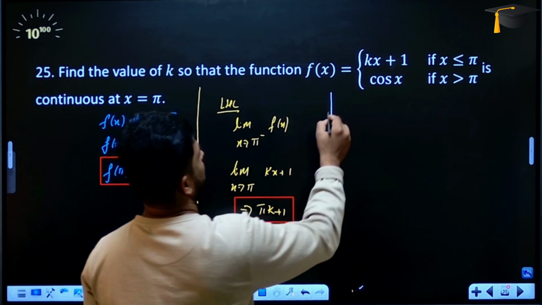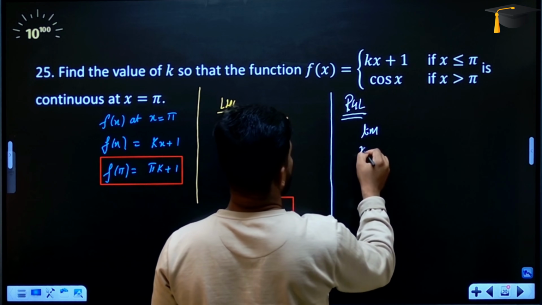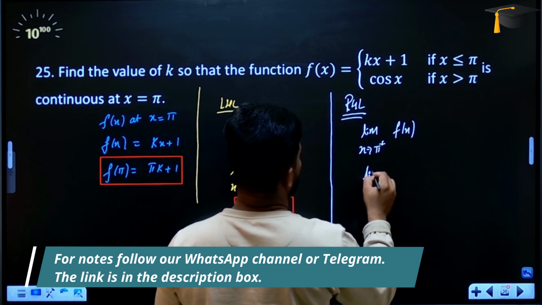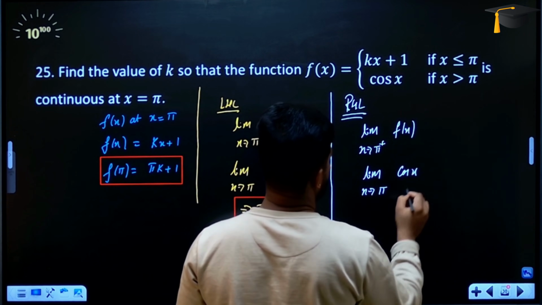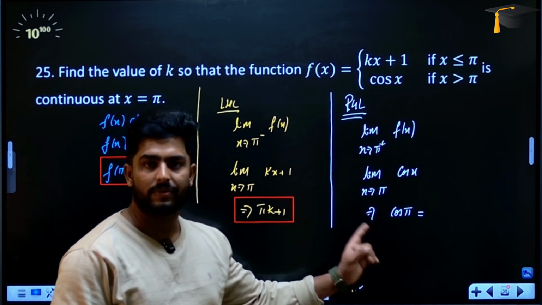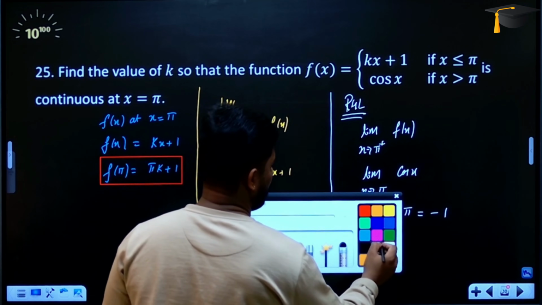Next, RHL. So what is RHL? So limit x tends to pi plus f of x. So limit x tends to pi, this is cos x, right? So it becomes cos pi. And most of you don't know what is cos pi value. Remember, cos pi value is minus 1. Okay. So after this, you have to write one step here.